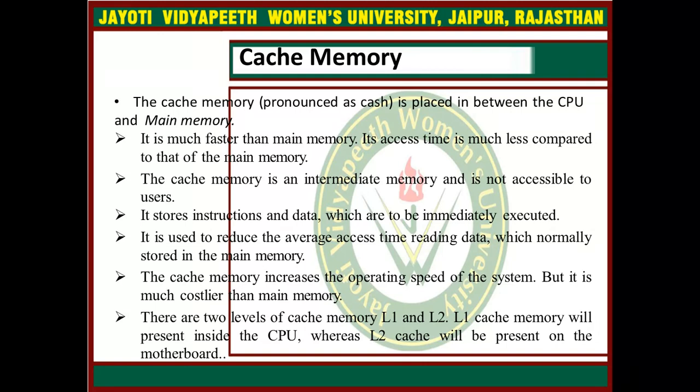It stores instructions and data which are to be immediately executed, and it is used to reduce the average access time regarding data which is normally stored in the main memory. So the cache memory increases the operating speed of the system, but it is costlier than main memory. There are two levels of cache memory, that is L1 and L2. L1 cache memory will be present inside the CPU, whereas L2 cache memory will be present on the motherboard.